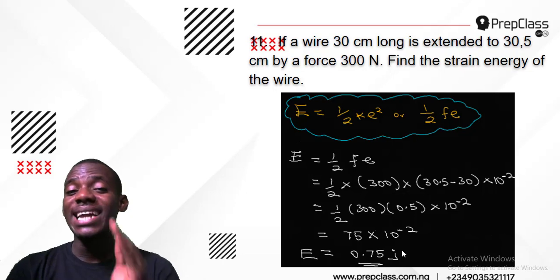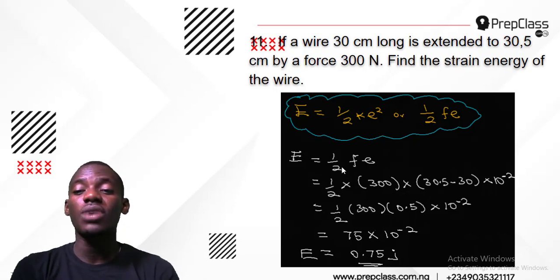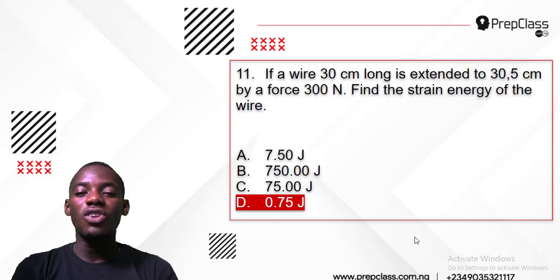Remember, everything energy in elasticity has to do with 1 over 2 K e squared or 1 over 2 Fe, right? And that is the answer. So the answer for number 11 is D.